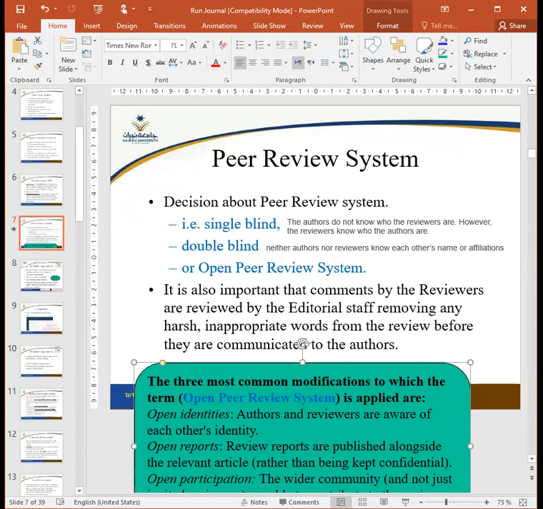In the single blind system, the author doesn't know who the reviewers are. However, the reviewer knows who the author is. In the double blind system, neither author nor reviewer knows each other's name or affiliation.